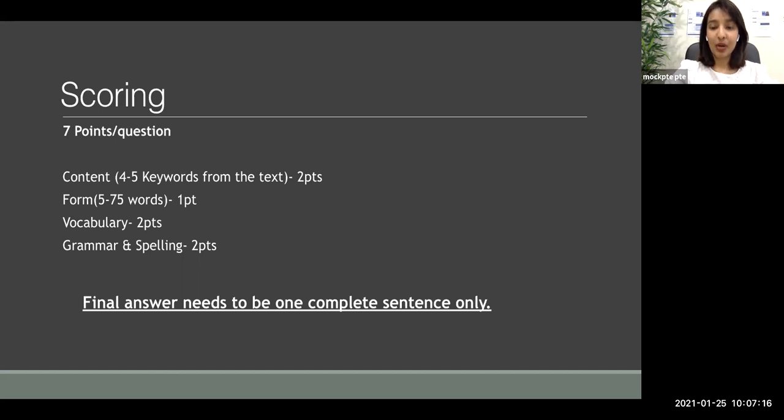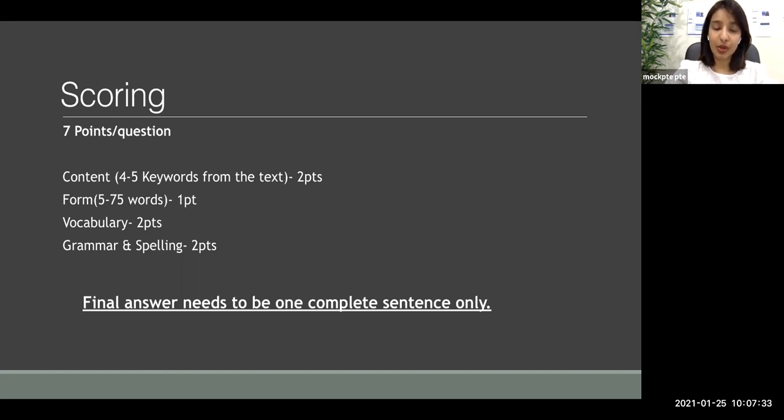That means you're writing only one sentence, which also should be within 5 to 75 words. You're not supposed to write anything less than 5 words. You're not supposed to write anything more than 75 words. And again, you don't have to count the number of words that you typed.